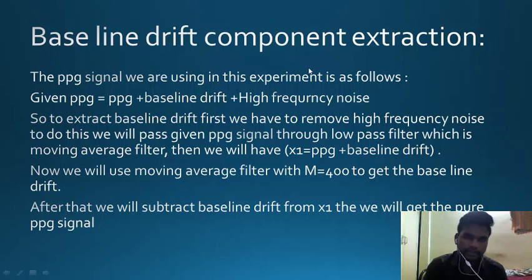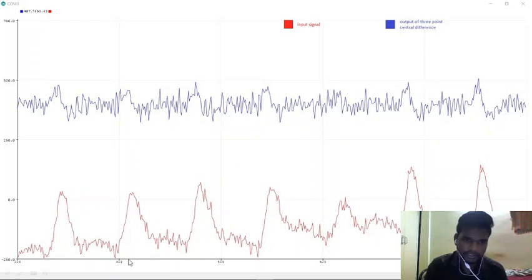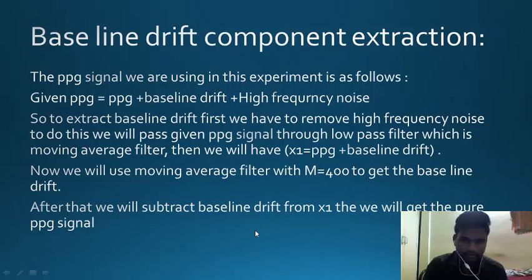Baseline drift component extraction. From the signal, this is the input signal. This input signal consists of PPG, baseline drift signal and high frequency noise. This PPG is pure PPG. Now we have to extract the pure PPG. So what we are going to do is pass the given PPG through a low pass filter. Then we will get the output as PPG and baseline drift.